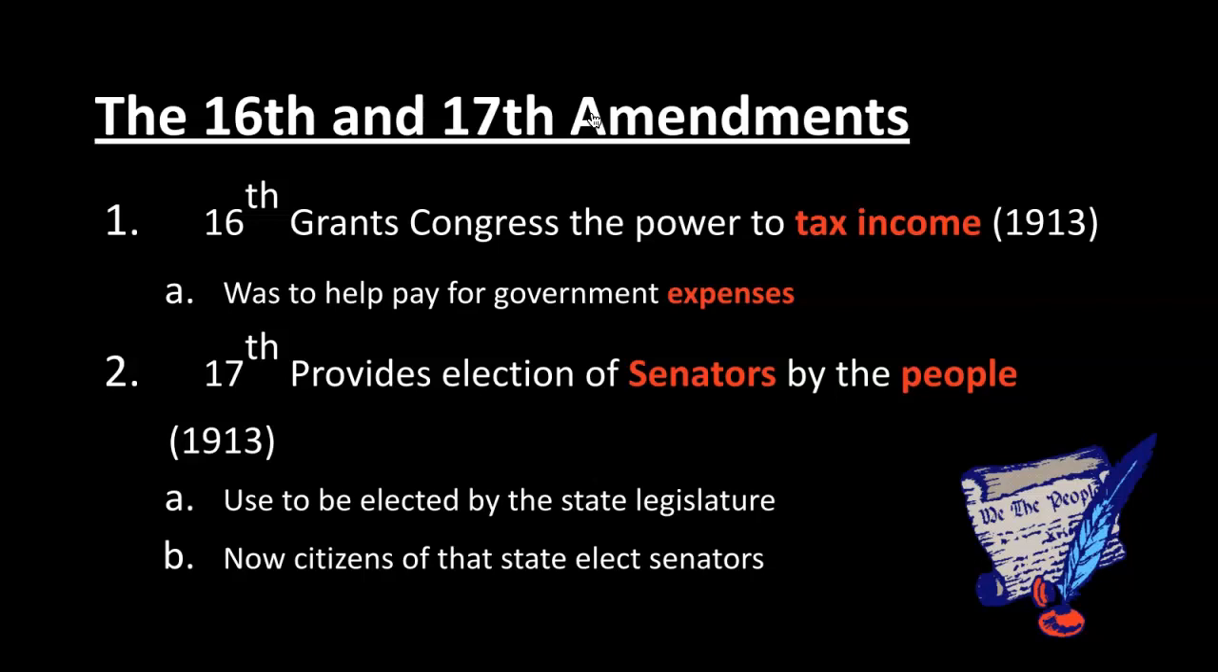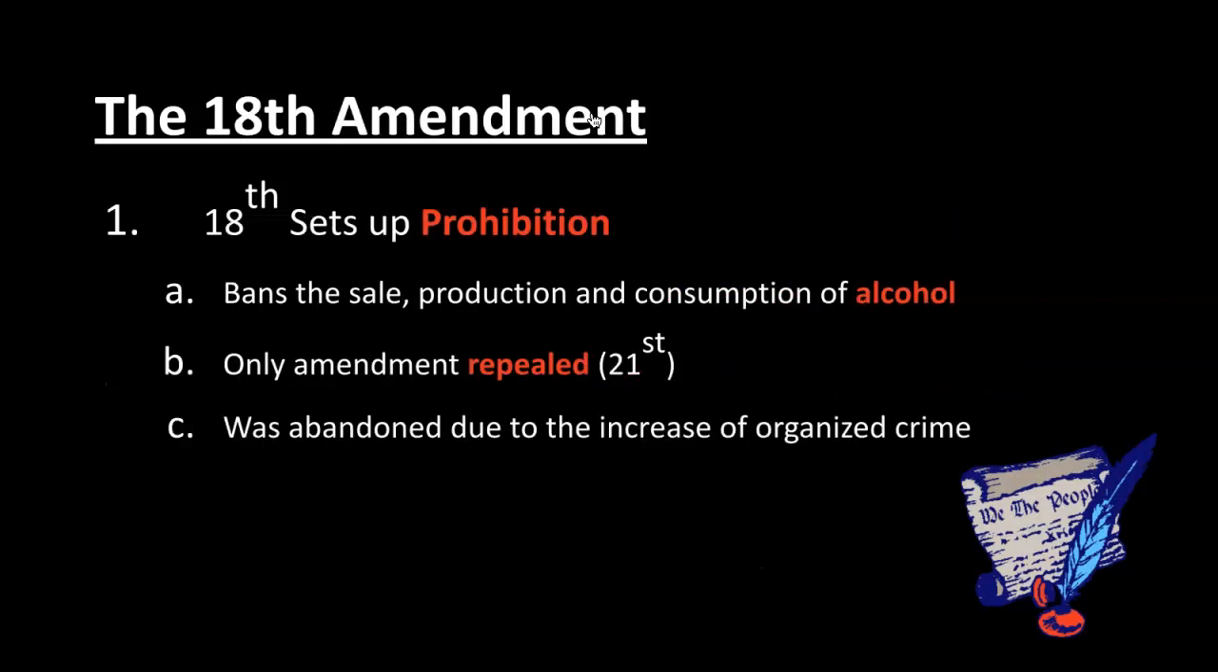Then came the 17th Amendment, enacted in 1913 as well. This provides the election of senators directly by the people. You guys may not know this, but we used to vote for senators through the state legislature. But now citizens directly vote and cast ballots for our senators. Pennsylvania, for example, has 2 senators, and we vote for them directly through our democratic process of voting.